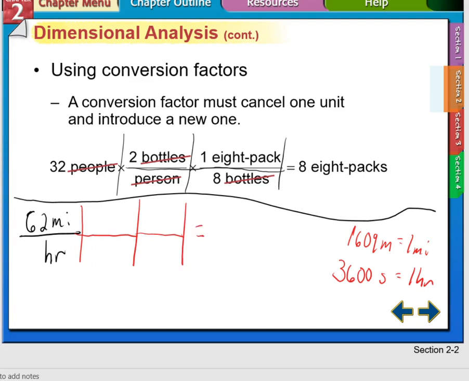All right. Well, it does not matter which one you choose first. I'll choose miles first. Well, miles are on the top, so where do miles need to go to cancel it? On the bottom.